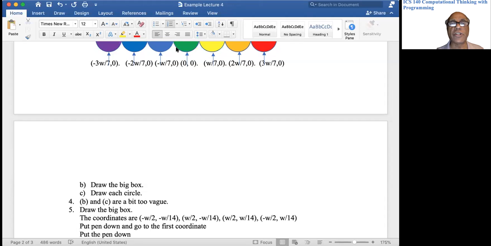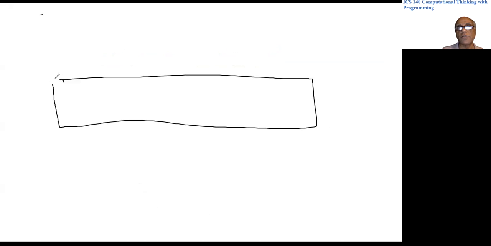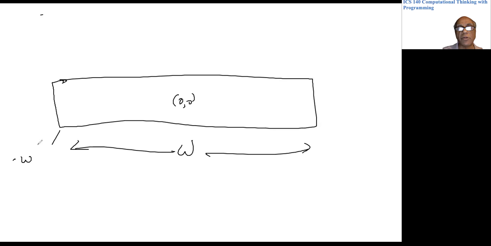Okay, let me go ahead and share the whiteboard, and let me show you where the box is. This box is going to be centered at 0, 0. That is at the center. If this whole thing is W, this has to be at minus W divided by 2.